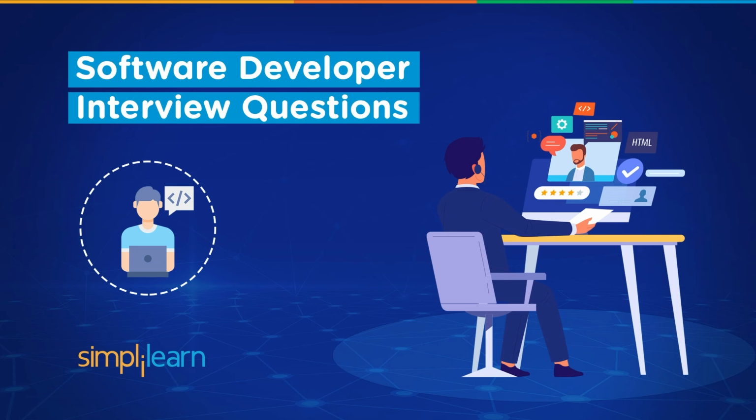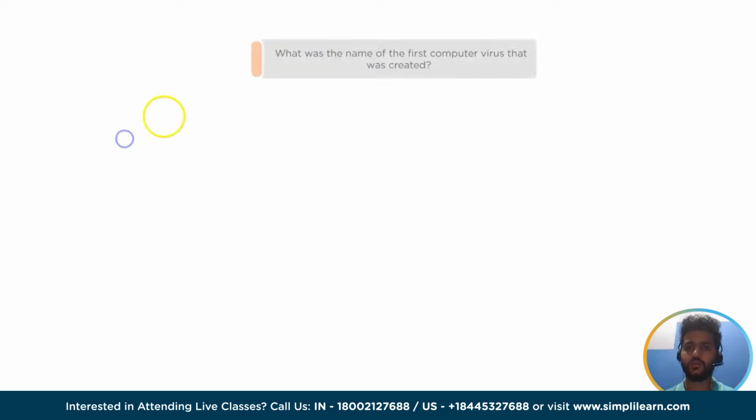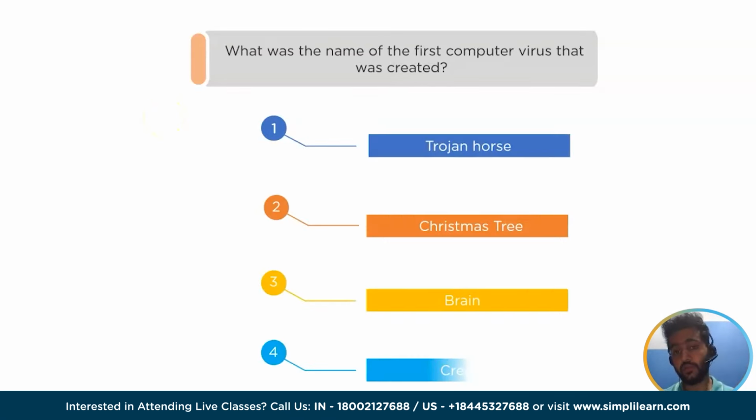Now before moving forward, let me ask you a quick question. So what was the name of the first computer virus? Option 1 is Trojan horse, option 2 is Christmas tree, option 3 is brain, option 4 is creeper. You guys can put your answers in the comment section below.